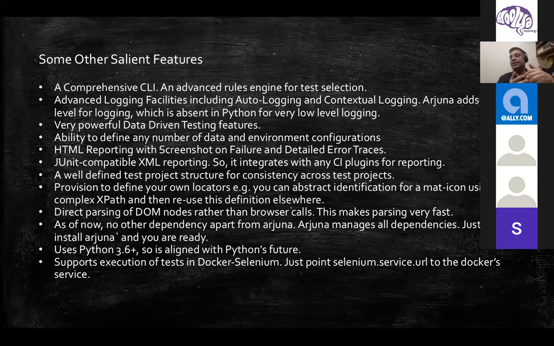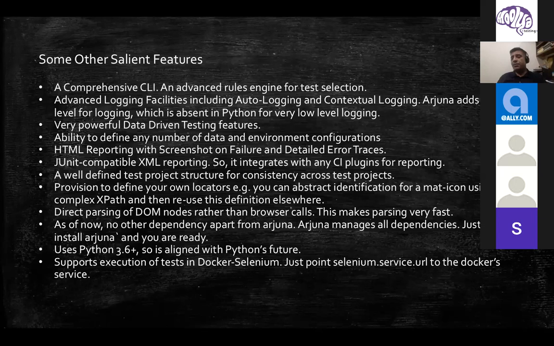So what Arjuna does is that you ask for whatever element you want, and get its code. Arjuna provides it to you as an XML node, and you can run XPath on it locally without ever talking to the browser after that. So it would possibly be 100 times faster than doing it with Selenium. There is no dependency apart from Arjuna. When you install Arjuna, it installs all its dependencies on its own, so no Maven maintenance for you, or the equivalent of that in Selenium.